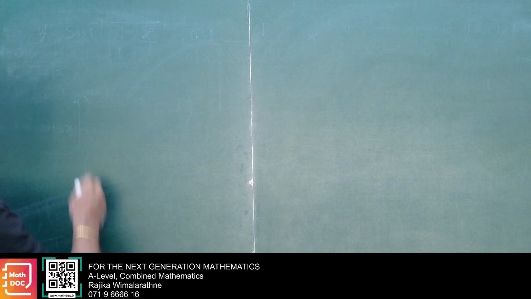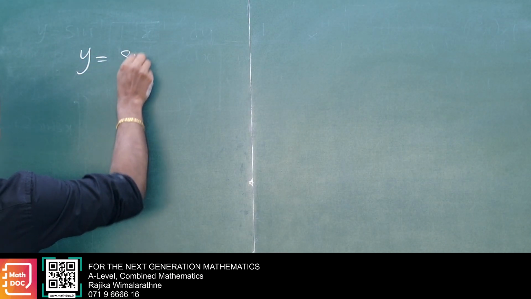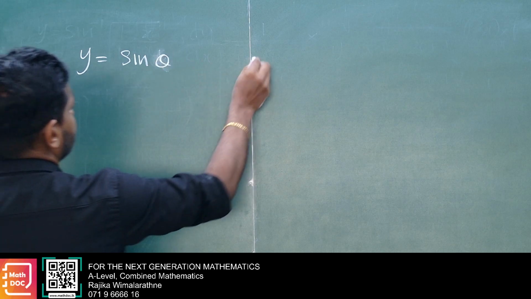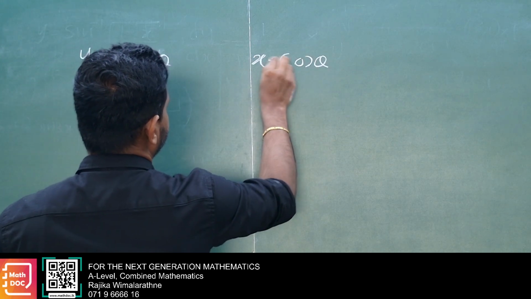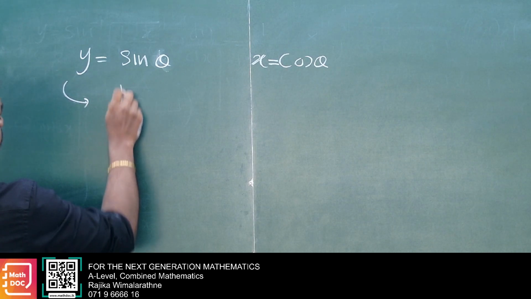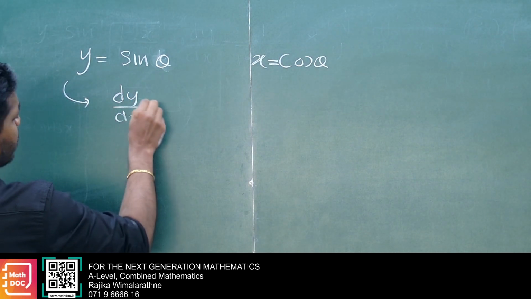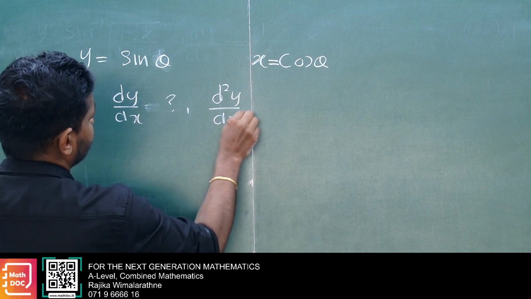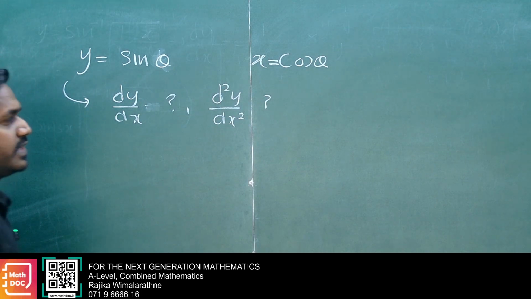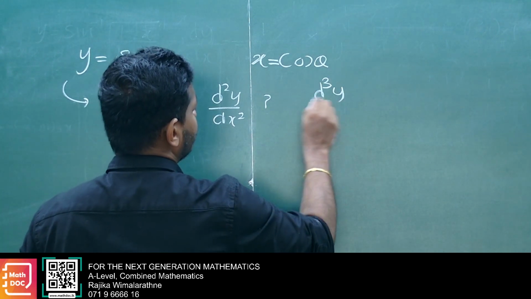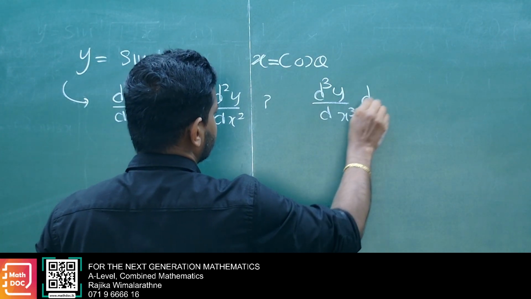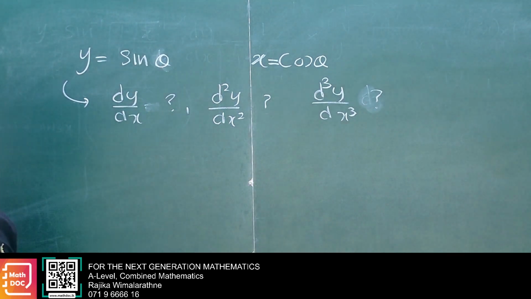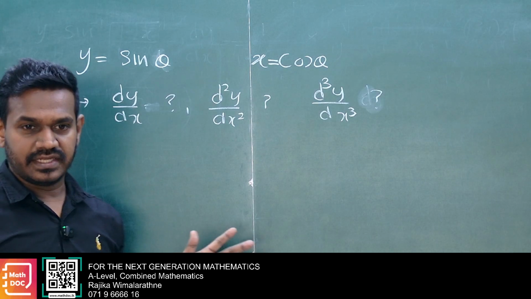Okay, now see this simple one: y equals sin theta, x equals cos theta. Let's say you're going to find dy by dx, d squared y by dx squared, the second derivative, d cube y by dx cube, the third derivative. You have to find these for this parametric function. You apply the same technique, okay?